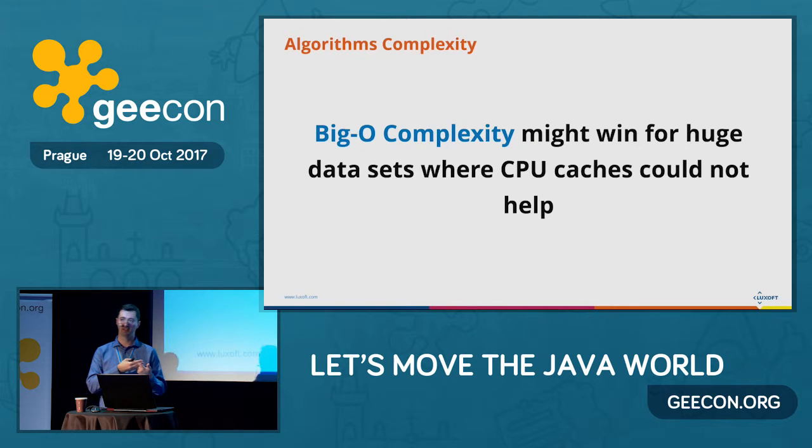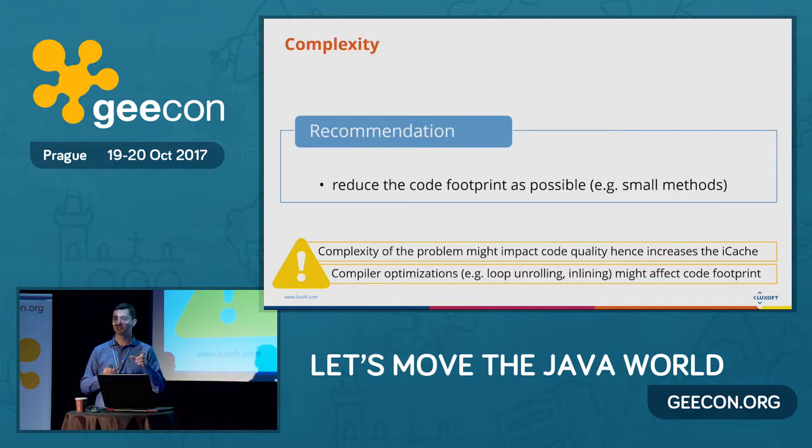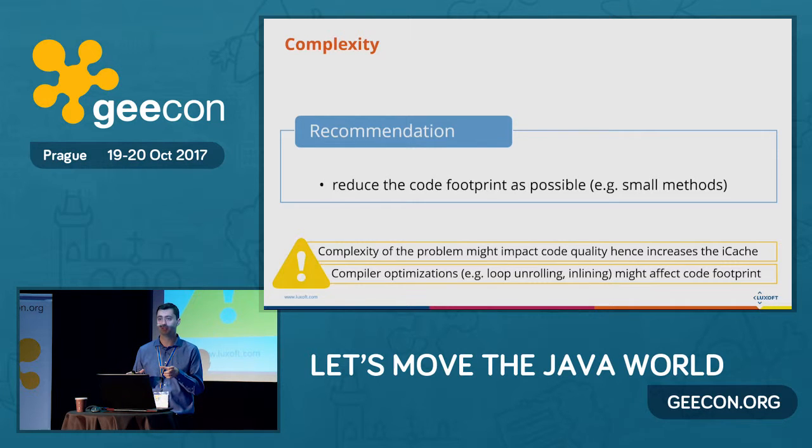But in all the other cases, if you follow a predictable pattern and your data structures are compacted, you will benefit from the CPU caches. And the recommendation in terms of complexity is to reduce the code footprint to be as small as possible. Why? Because it has an implication in the instruction cache.